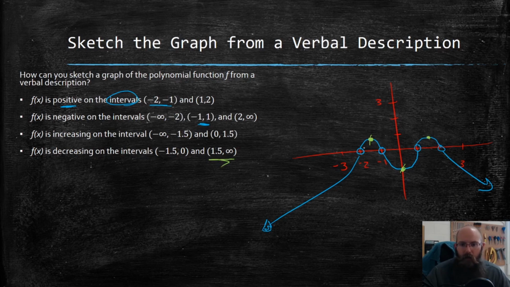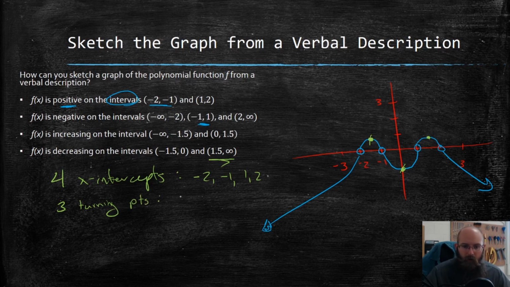And that's pretty neat. We have 4 x-intercepts then. And they are at -2, -1, 1, and 2. I also have 3 turning points. And they are roughly then at -1.5. Oh, no parenthesis here because I'm just listing my x values for this. -1.5, 0, and then +1.5.